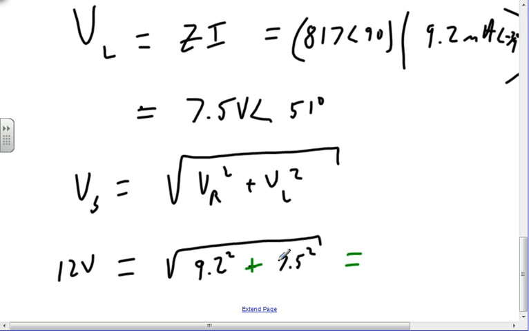9.2 squared plus 7.5 squared, square root, and I see 11.8697, looks like 12 to me, so it must be true. So I'd round it off, because I'm not carrying very many significant digits with me. So all that would be true. Yeah, that's nothing overly important there.